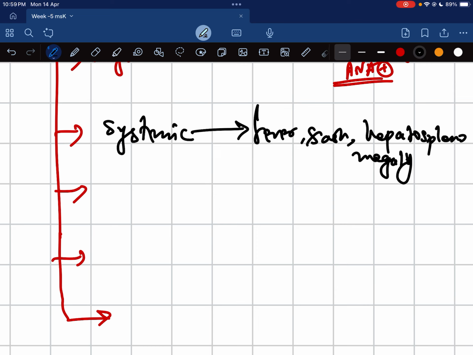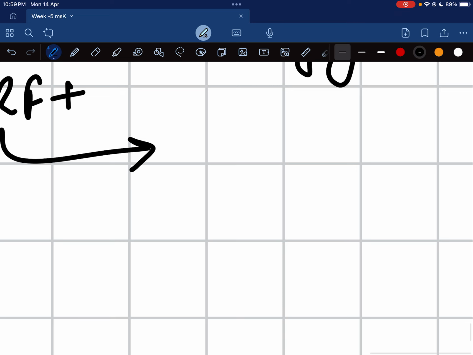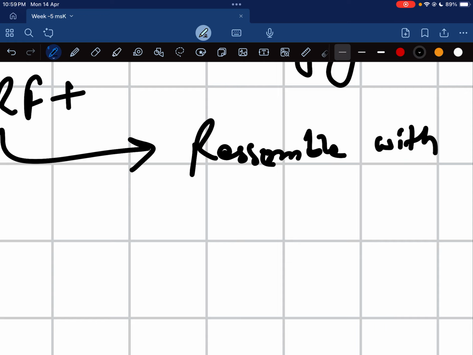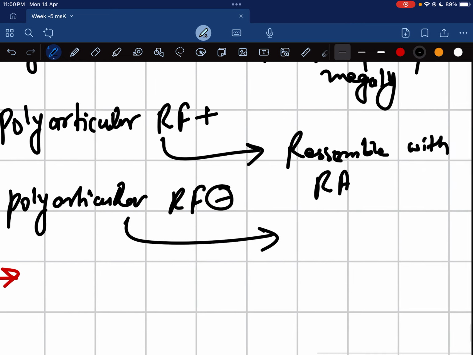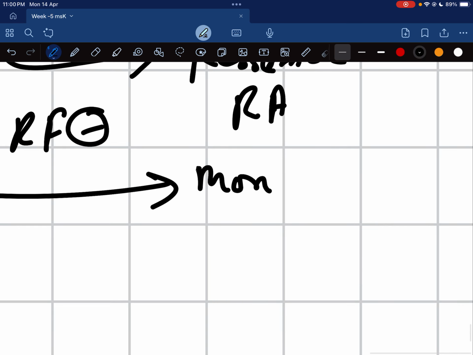There is another subtype, polyarticular, rheumatic factor positive, that resembles adult rheumatoid arthritis. And when we look at polyarticular rheumatic factor negative, it is more heterogeneous.